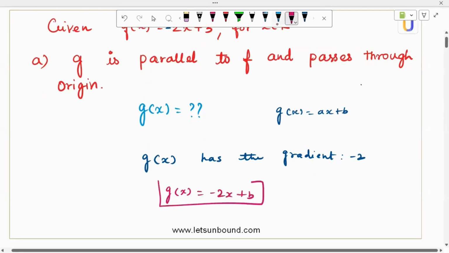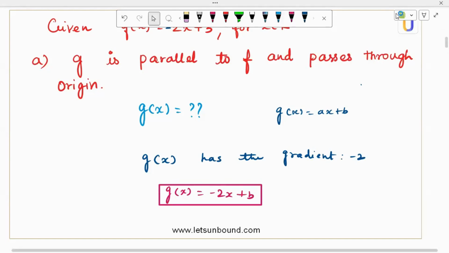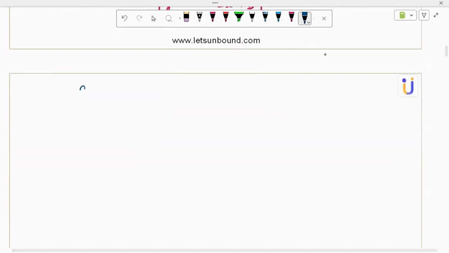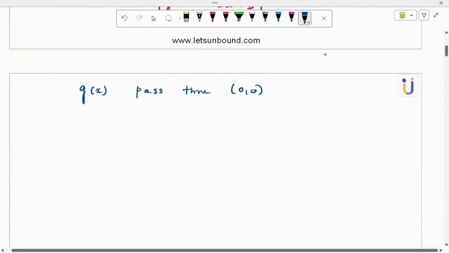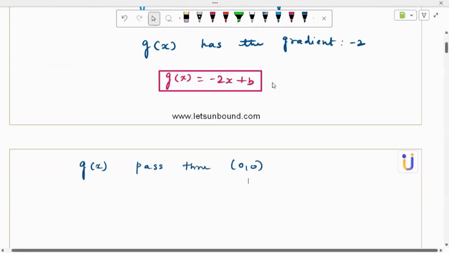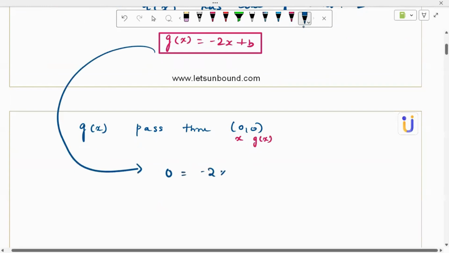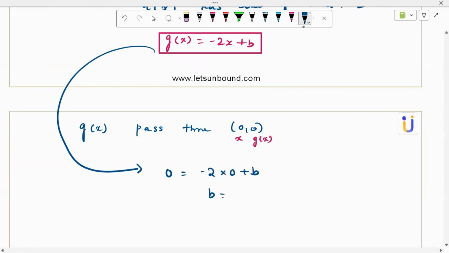Okay, how can I find b? Let's look for any other clue. g is parallel to f and passes through the origin. So passes through the origin means g of x passes through 0, 0, which is the origin. So I can substitute the values. If your x is 0, g of x is 0. That's what this means. So 0 equals minus 2 times 0 plus b, and b is equal to 0.